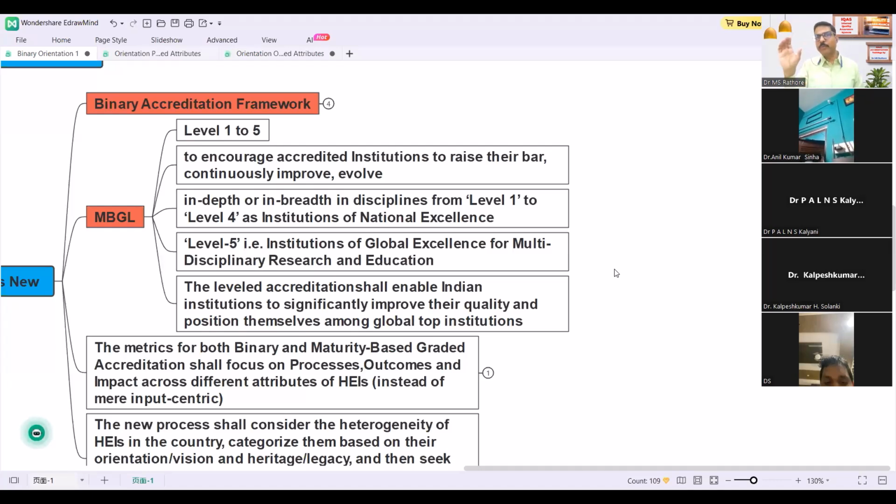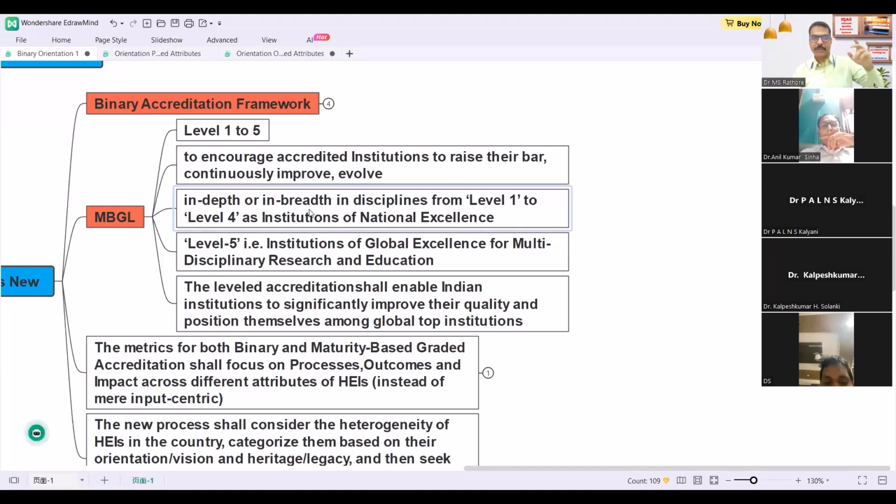So the objective is to make all the institutions the same grade in the graded level. This graded level was introduced for those institutions who have already proven their existence in the accreditation. They have already got the accreditation, and this was to encourage the accredited institutions to raise their quality bars, continuously improve and evolve in depth or in breadth of the discipline. That means that if they have programs, they can make their programs more prominent, internationally renowned, and in the width of the programs, the variety of programs they can introduce.